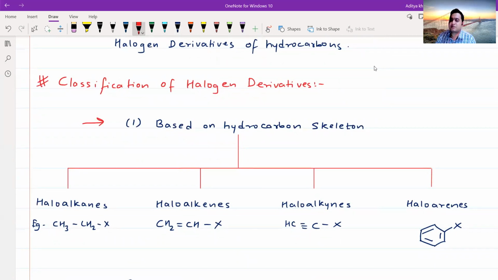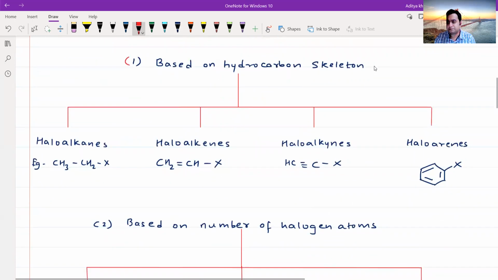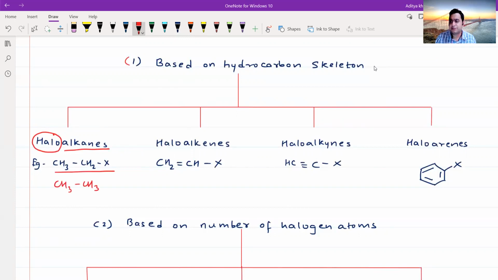Now, there are two ways to classify halogen derivatives. The first one is based upon the hydrocarbon skeleton. It means what you have in the compound. The first type is haloalkanes. As the name suggests, a halogen atom is substituted into alkanes in place of hydrogen. So here you can see an example. This was an example of ethane in which one of the hydrogens was substituted by a halogen.